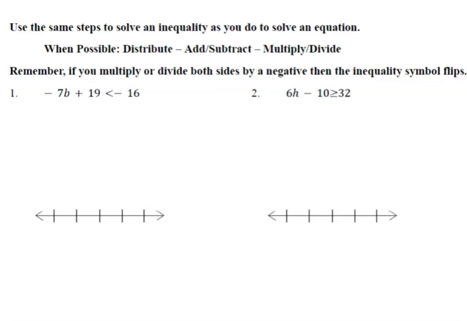So again, we're using the same steps to solve an inequality as we do to solve an equation. So think about those possible steps. If there's parentheses, we distribute. Then we add or subtract to get all of our letters on one side, all of our whole numbers on the other side, and then we either multiply or divide, depending on if we have fractions or multiplication happening, always using those opposite operations, okay?